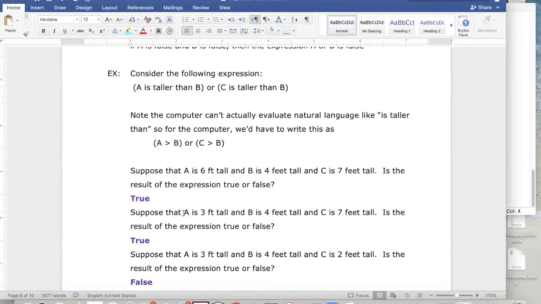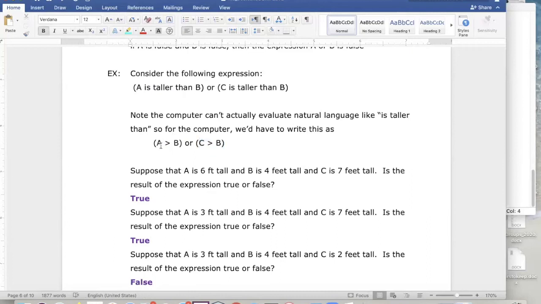Let's look at the second possibility. What if A is 3 and B is 4? Then A is greater than B, that will be false. If C is 7 and B is 4, then C greater than B will be true. And then false or true is true because at least one of the sub-expressions is true.